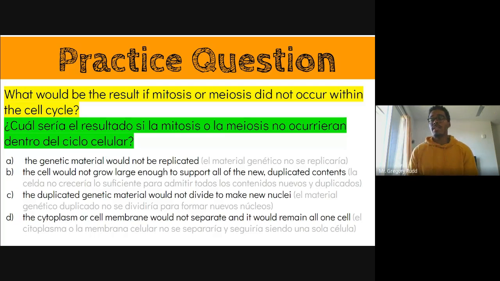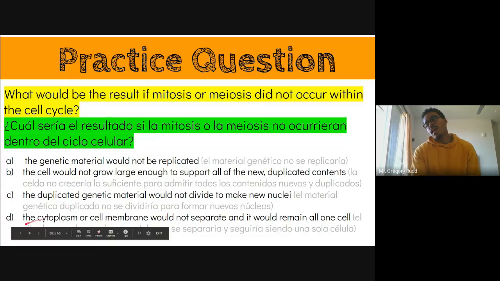So mitosis is cell division. Specifically, it's the division of the nucleus. But when we're talking about the actual cytoplasm or the actual cell membrane splitting up, that's cytokinesis. That's when one cell becomes two new cells. All right, so answer A, that part was synthesis. Answer B is G1 and G2. Answer C is mitosis. And then answer D is cytokinesis. So we were looking for answer C.